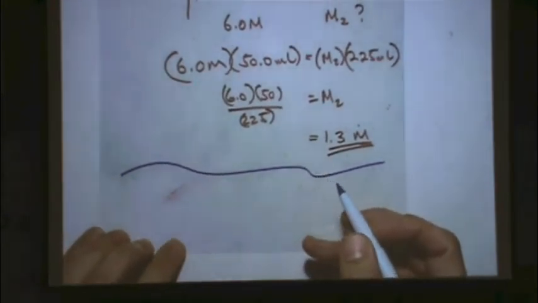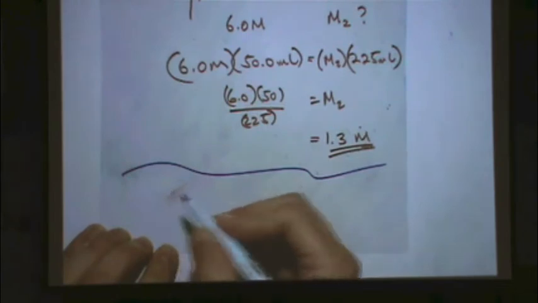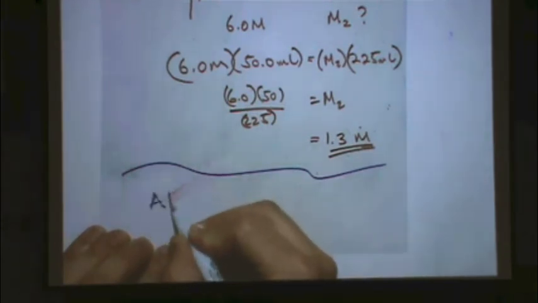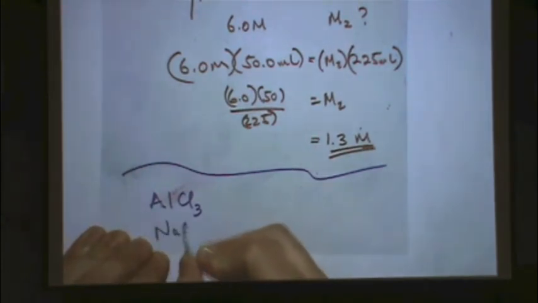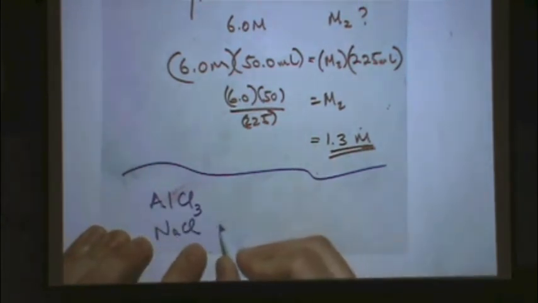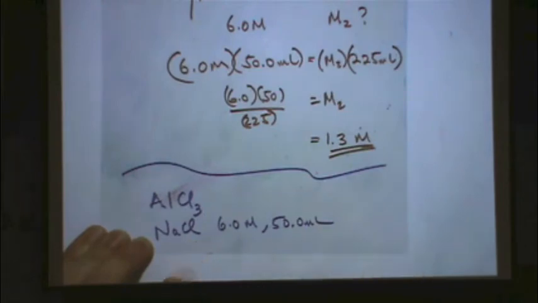Okay, awesome. So there could be a slight variance in this problem. Let's say we had aluminum chloride now, okay? And we still have a sodium chloride, okay? And that was 6 molar, and that was 50 milliliters. Let's say we still have that, we don't add any water.